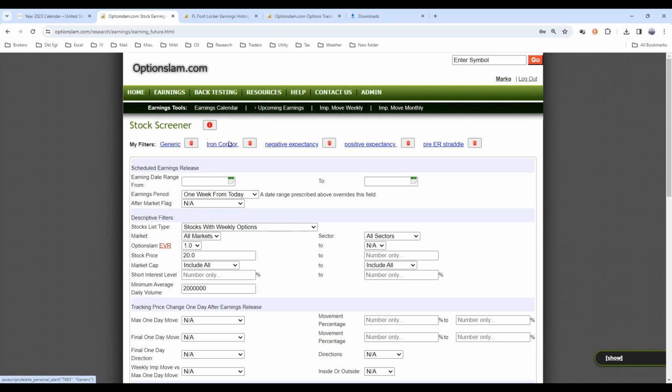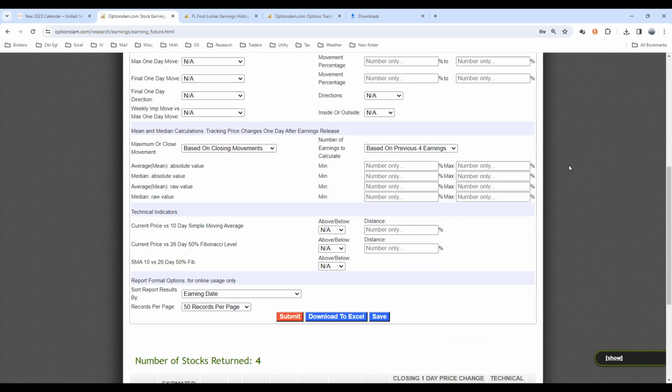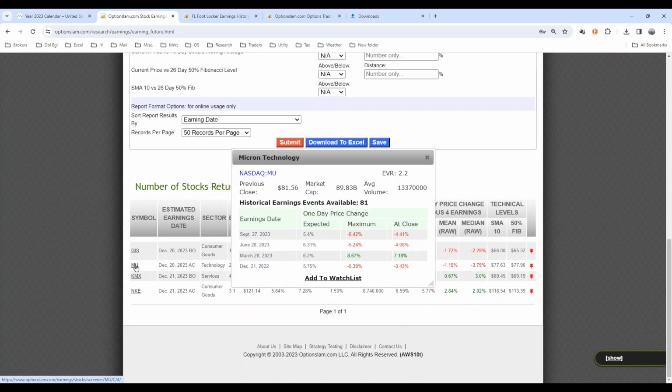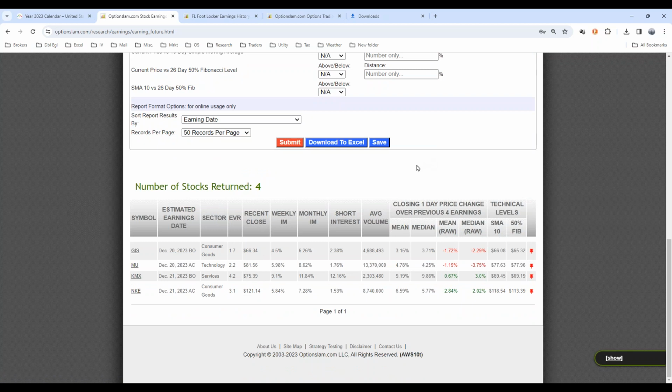stock screener. We ran our generic screener, and now we have Micron and Nike, which are not low EVR, but they're low compared to Foot Locker and Oak Top, right? They're low compared to what we consider a high EVR stock. They're actually fairly normal, Micron and Nike.